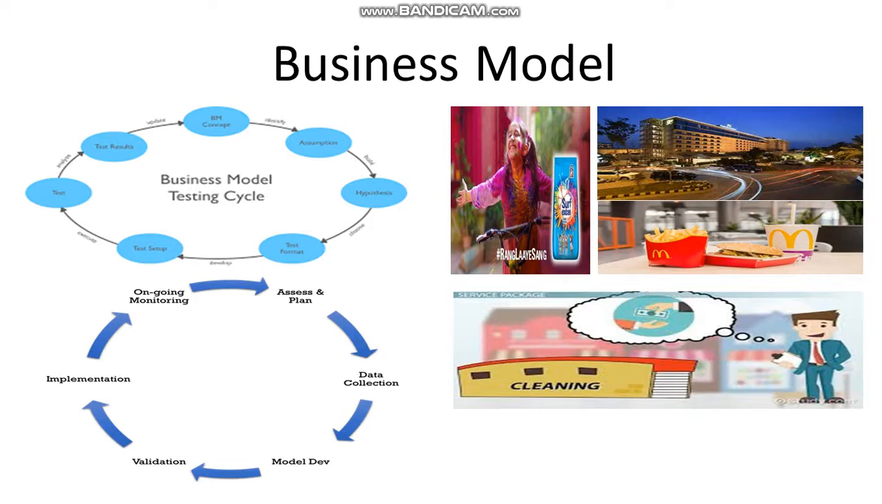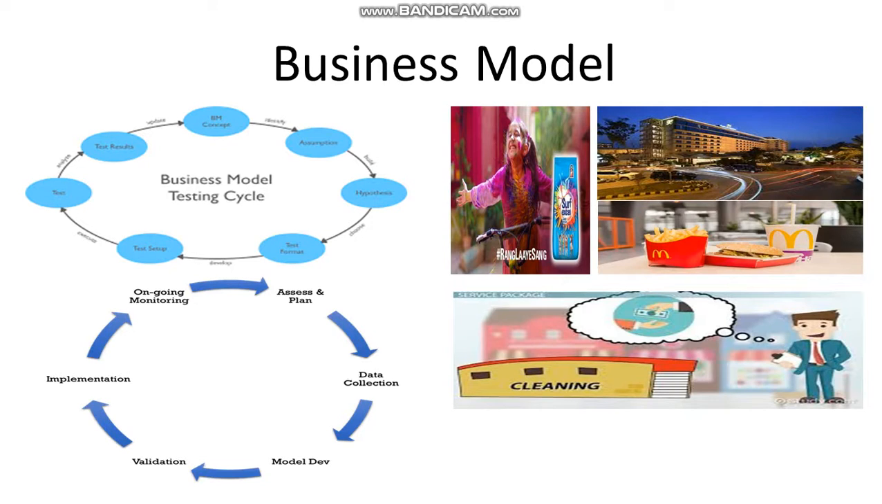Another model is Access and Plan, which is the first step. Access and plan some business skill, business plan, business idea, business innovation. Then collect data according to the demographics and your services. If you are providing school services, you have to target the students. If you are providing Surf Excel, you have to target the clients who use Surf Excel for cleaning clothes and so on.